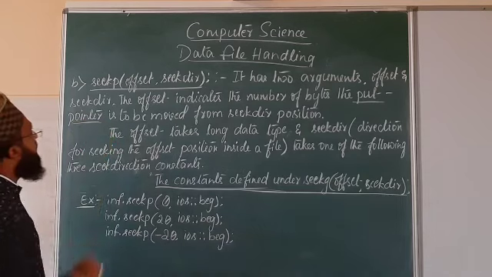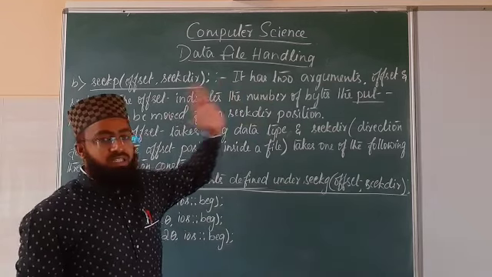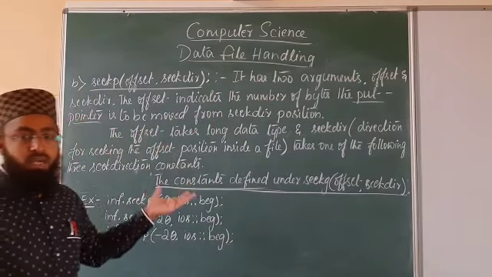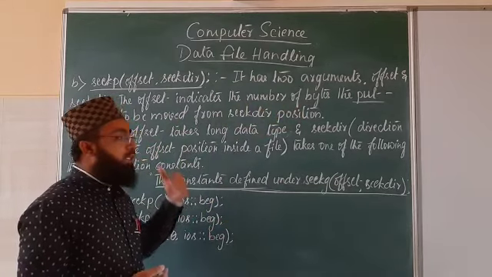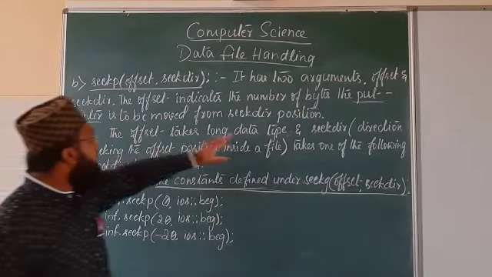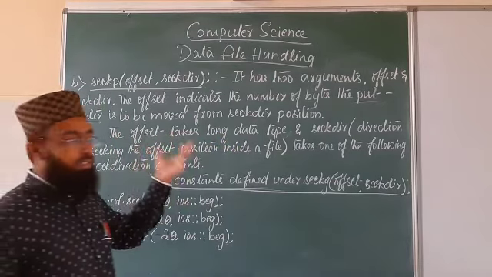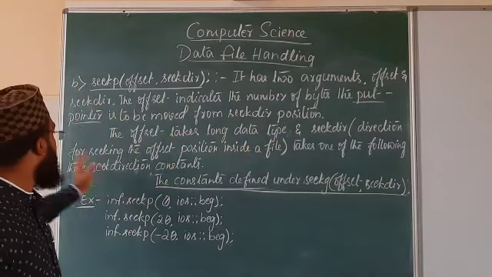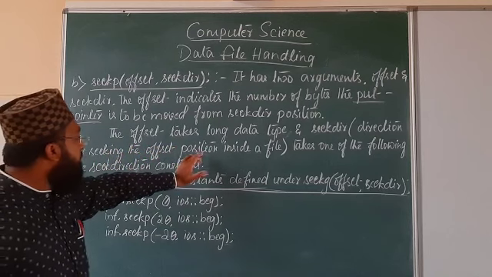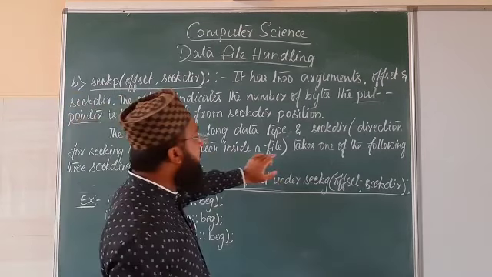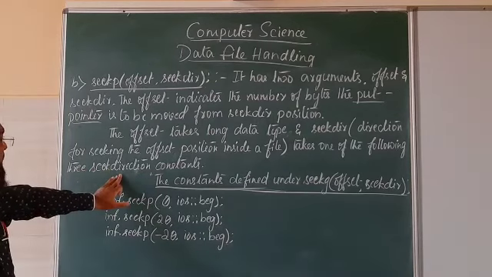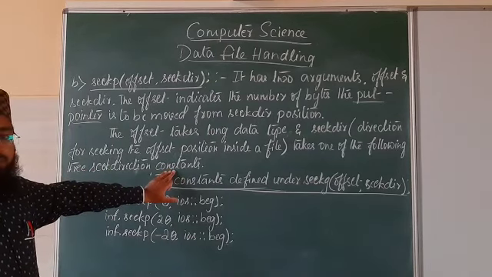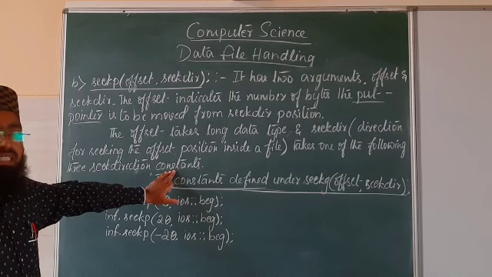The put pointer is to be moved from the seekdir position. Same as seekg, here seekp. Only the put pointer is used. And then the offset takes a long data type, as we have discussed. And seekdir, that is the direction for seeking the offset position inside a file, takes one of the following three seek direction constants.